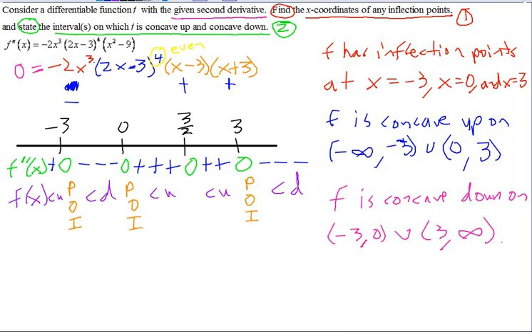And that concludes the notes for AP Calculus on the topic of concavity and points of inflection.